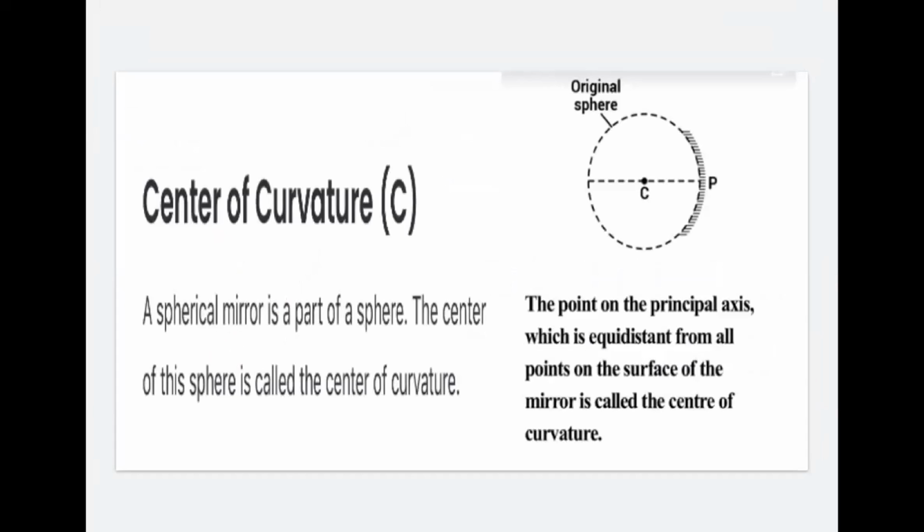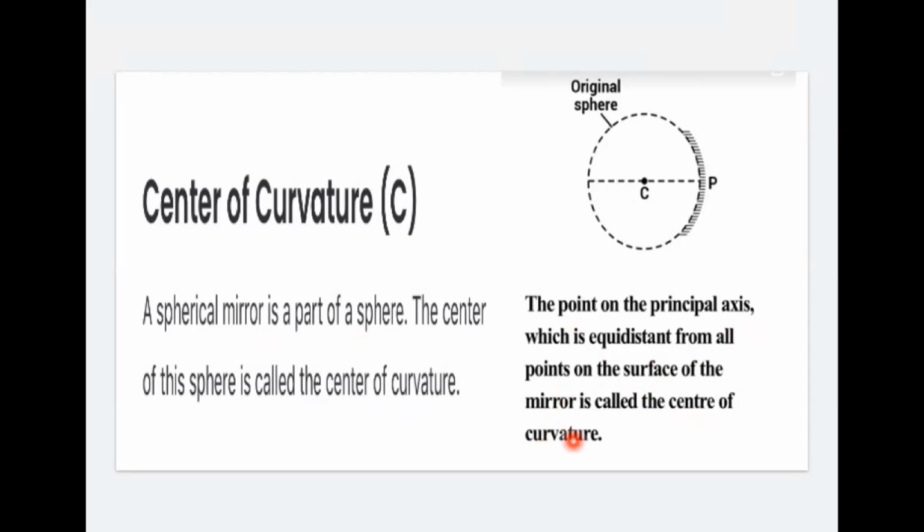Next terminology is the center of curvature, which is denoted by the capital letter C. A spherical mirror is a part of a sphere. The center of this sphere is called the center of curvature. The point on the principal axis which is equidistant from all the points on the surface of the mirror is called the center of curvature.